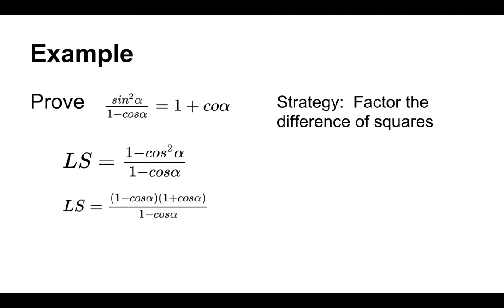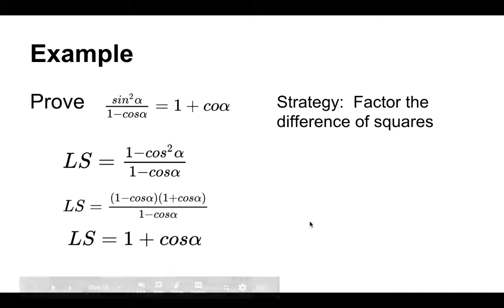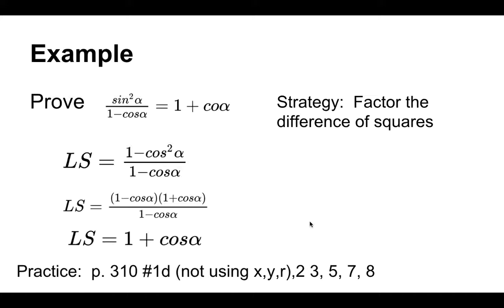1 minus cos, 1 plus cos. And then the bottom is 1 minus cos. And so then we see that we have the same factor on the top and the bottom, which can cancel out. And we're left with 1 plus cos, which is actually the same as the right side, just there was a typo. And then there's practice.